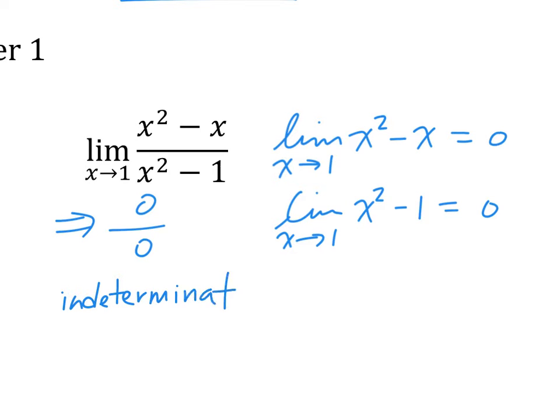This is not undefined. Undefined means there is no answer. This one possibly has an answer. So you cannot say they're the same. And very important, you want to write this as an arrow, not equal to. The limit is not equal to 0 over 0, because 0 over 0 is indeterminate. It cannot equal something. So please do not write an equal sign.